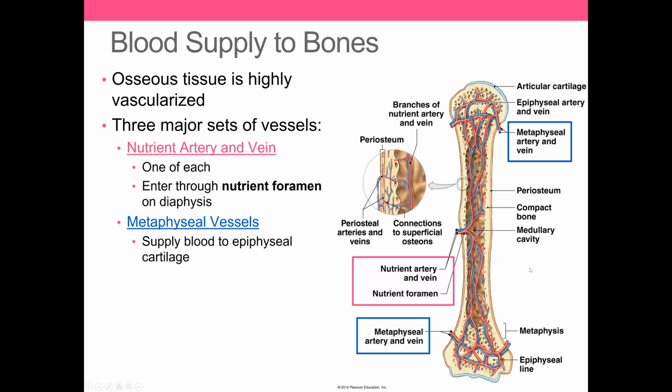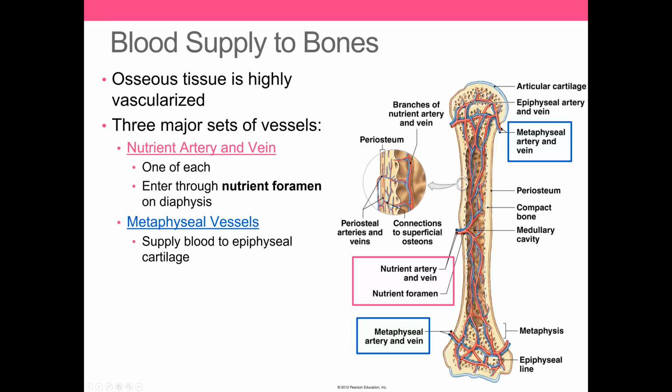The next set are the metaphyseal artery and vein. So there would be 2 sets of these because you've got 2 metaphyses. So one at each end. Remember, the metaphysis is the neck between the diaphysis and the epiphysis. So during development, the metaphyseal vessels are supplying blood to the epiphyseal cartilage, which in this picture, the cartilage is already gone and we have that epiphyseal line here. But you can see how these vessels were at the top and the bottom of where that cartilage used to be. And same thing down here. Here's your epiphyseal line, and you can see where the epiphyseal vessels ran along the top and bottom.